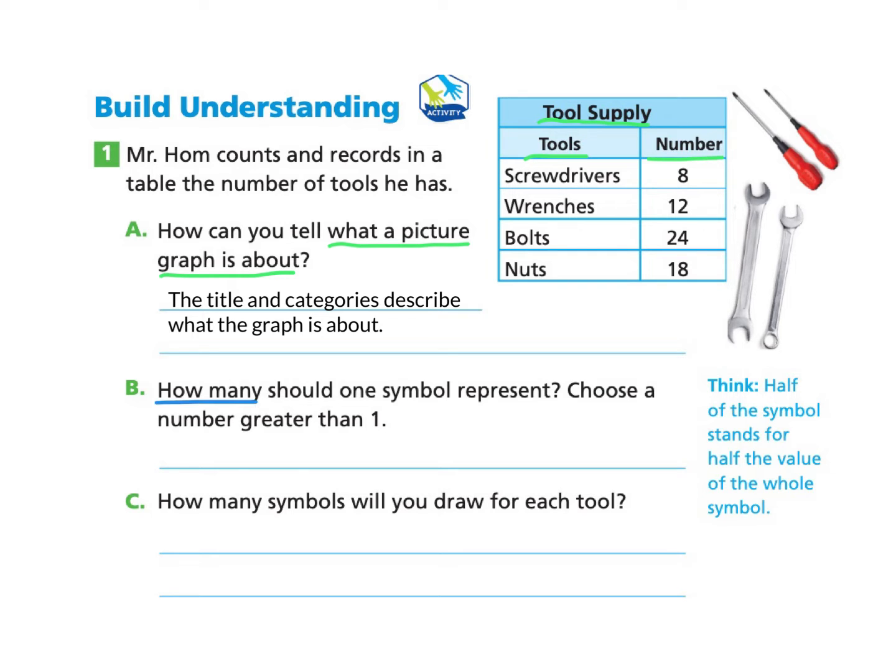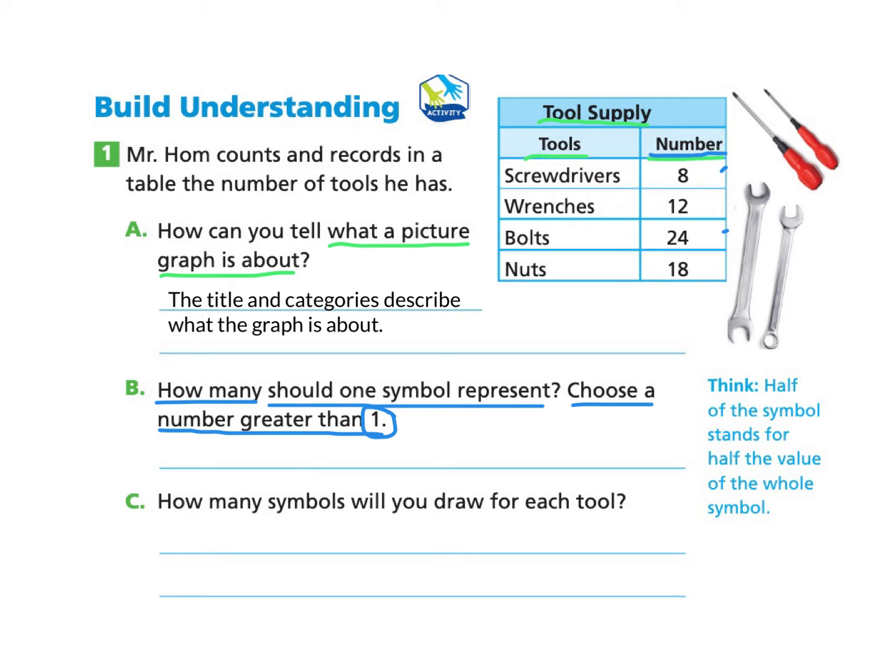Let's look at part B. How many should one symbol represent? Choose a number greater than 1. So this is where you get to pick the number that is going to go with the symbol for your picture graph. I like to look at the numbers to see what number might be a good match for them. I'm seeing that the biggest number is 24 right here, and the smallest number is 8.